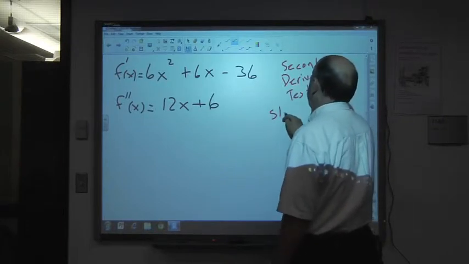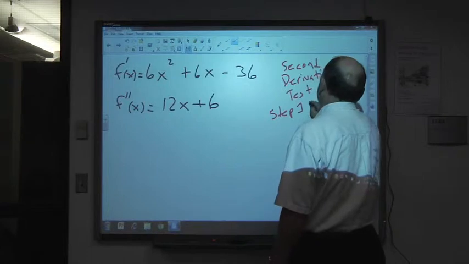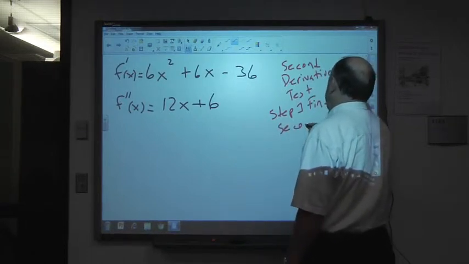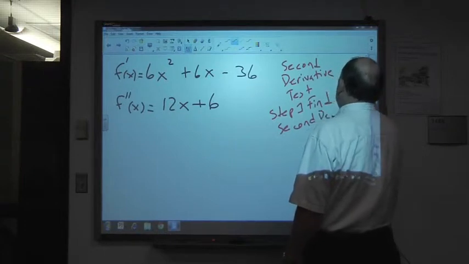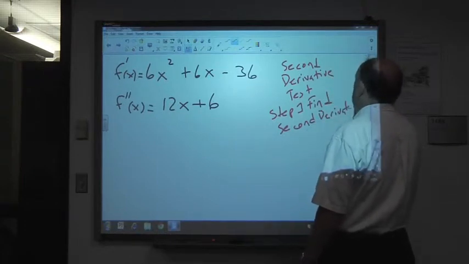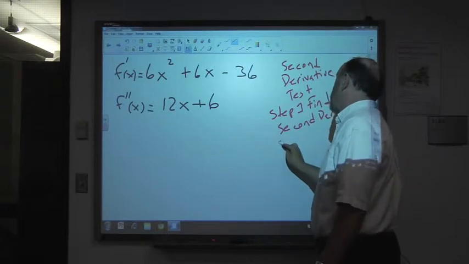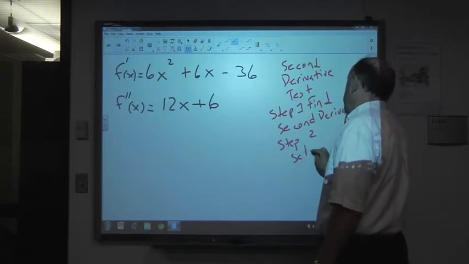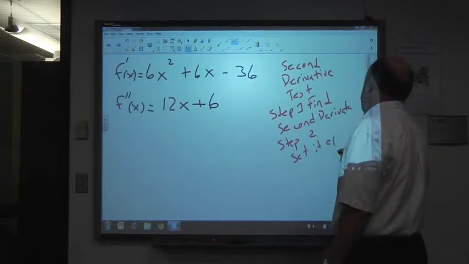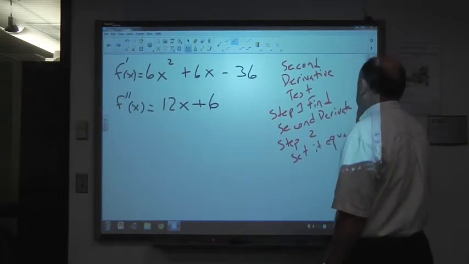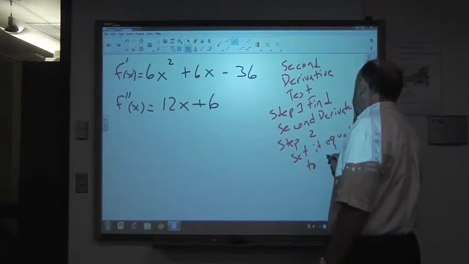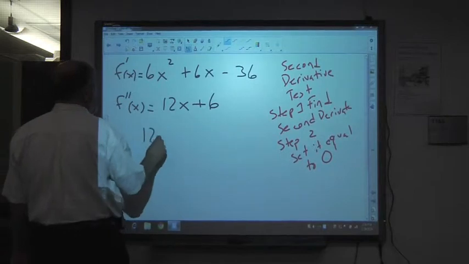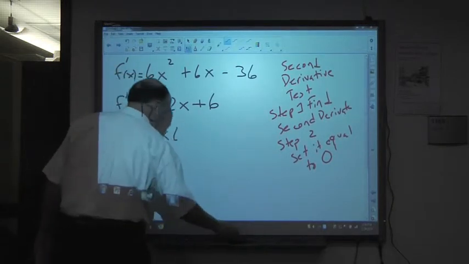So step one, find the second derivative, which we just did. Step two, set it equal to 0. And we'll do that. So we get 12x plus 6 equals 0.